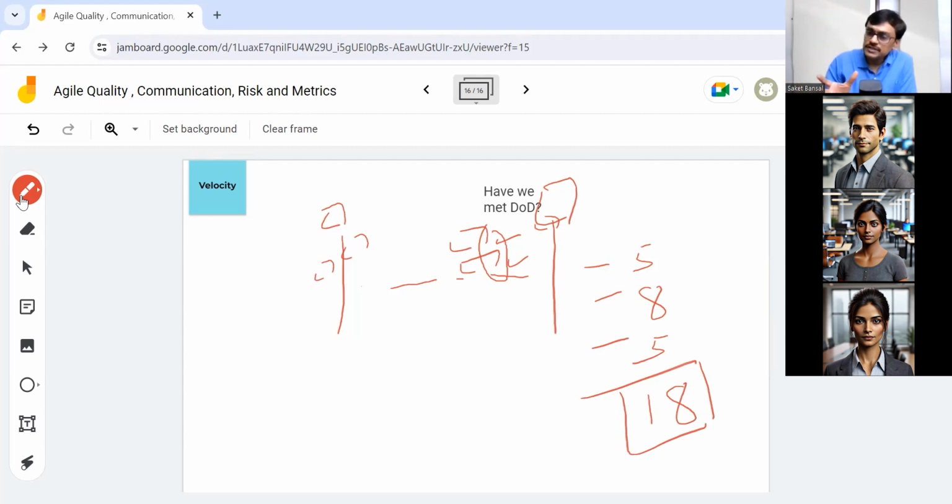Now, what is the use of velocity? It helps us project our future work. We can say in this iteration we did 18 points of work, so probably in the next iteration we can do 15 to 20 points. By using our real velocity, we can forecast velocity. If I have 3-4 iterations of historical data, then I know from the last 4 iterations this has been my velocity, so probably this will be my future velocity.